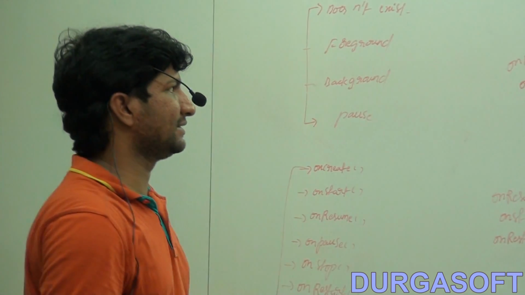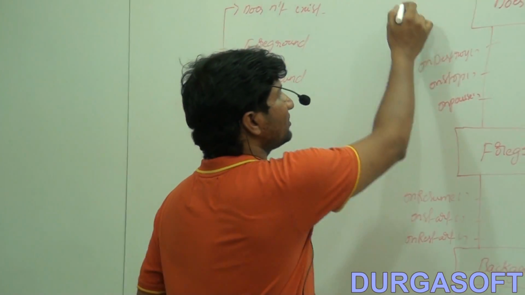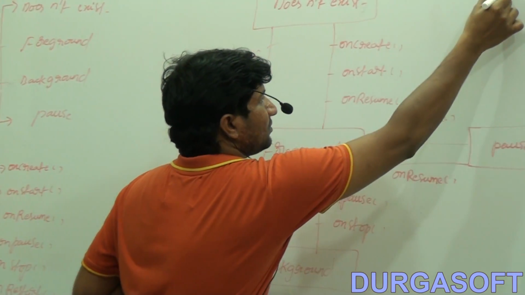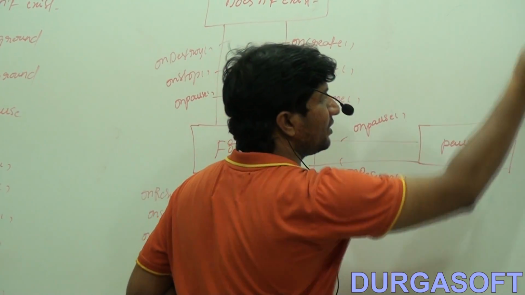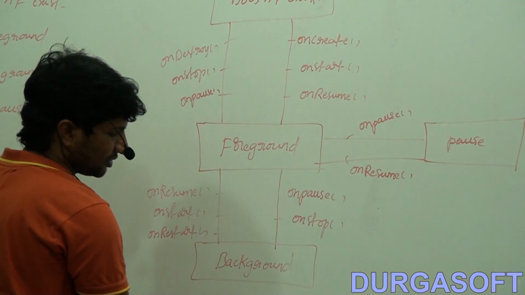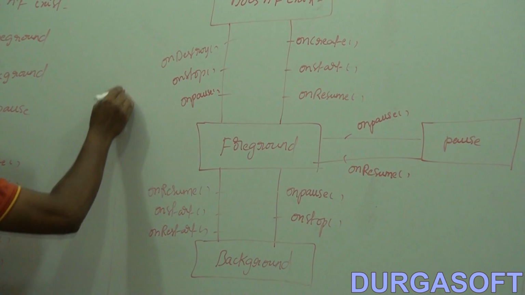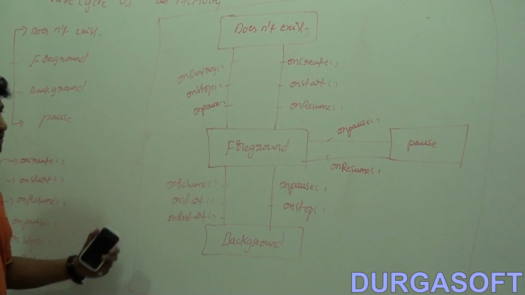Who will manage all these things? A current visible activity, some other activity enters into the screen, and this activity goes into the background. So who will manage all these things?